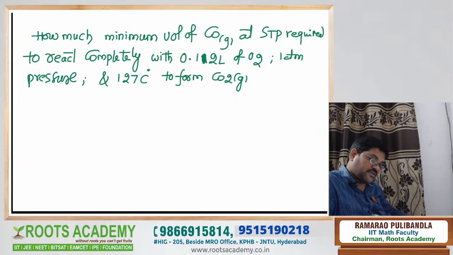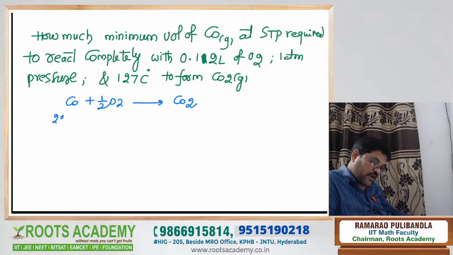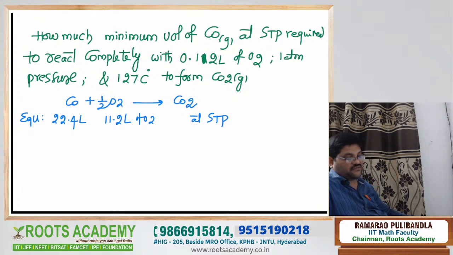First, write the equation. CO gas plus half O2 gas gives rise to CO2 gas. According to the equation, at STP, 22.4 liters of the CO gas reacts with 11.2 liters of the O2 gas. Why? Because STP is given. That's the logic: 1 mole of any gas occupies 22.4 liters, and half mole of the gas occupies 11.2 liters. Understood what I am saying?